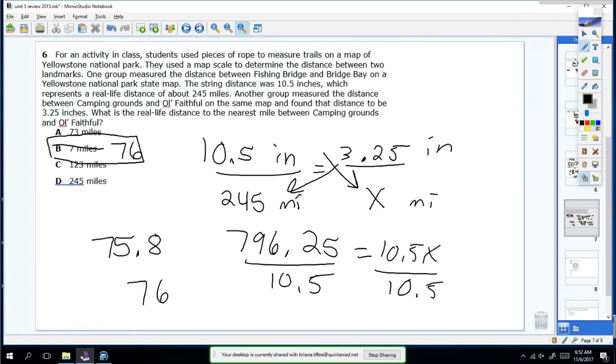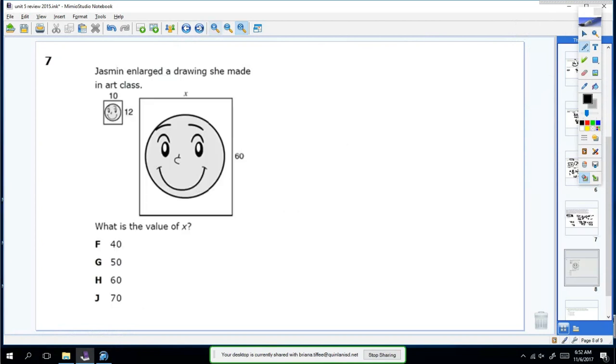Good morning. So then let's go on to number 7. Jasmine enlarged a drawing she made in art class. What's the value of x? So we're going to set up a ratio. So I'm going to do 10 over x. So I connected these two as a ratio. So that means these two has to be a ratio.